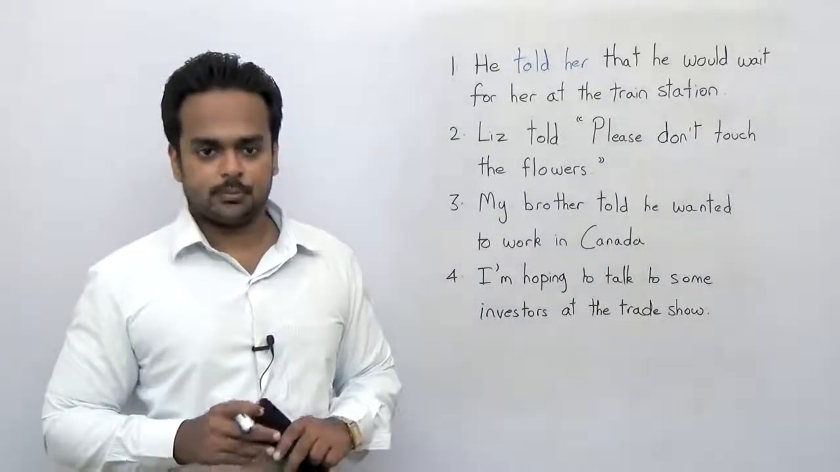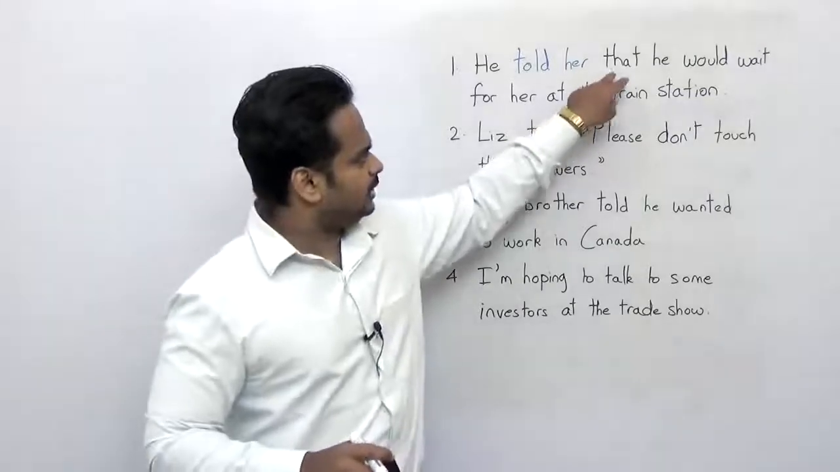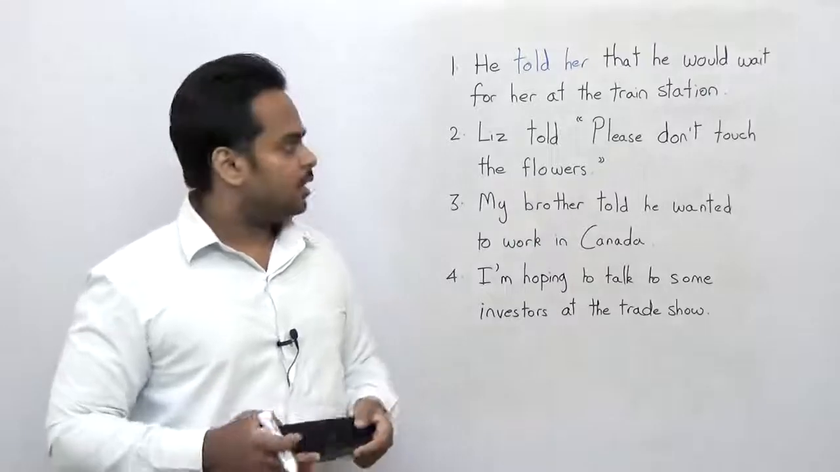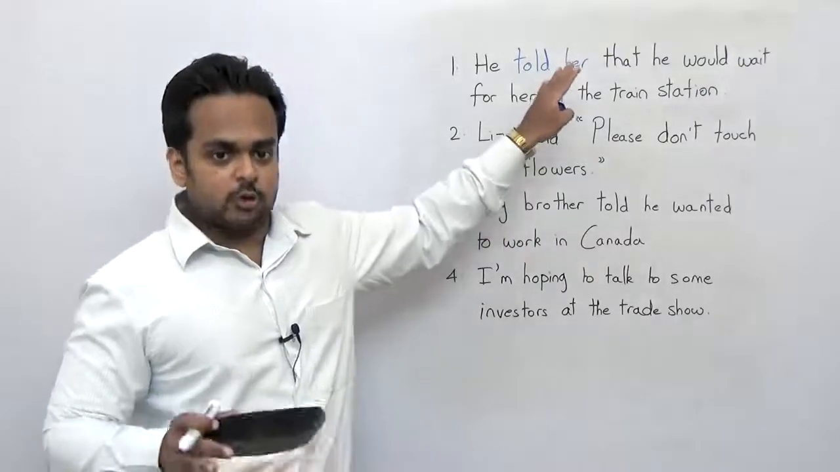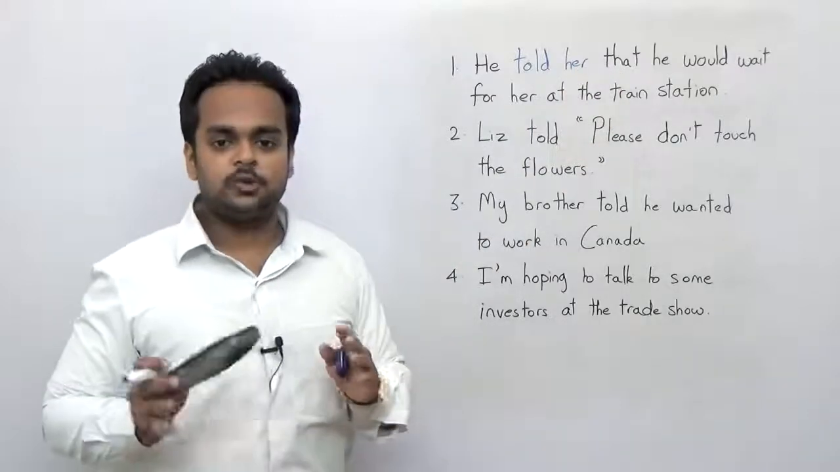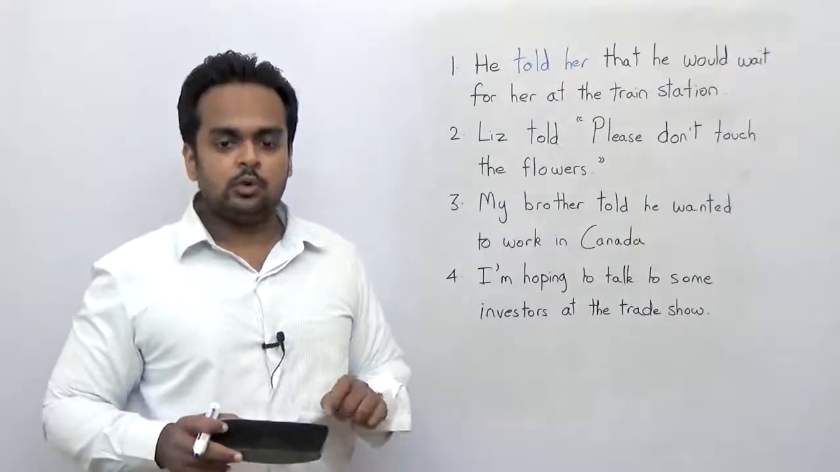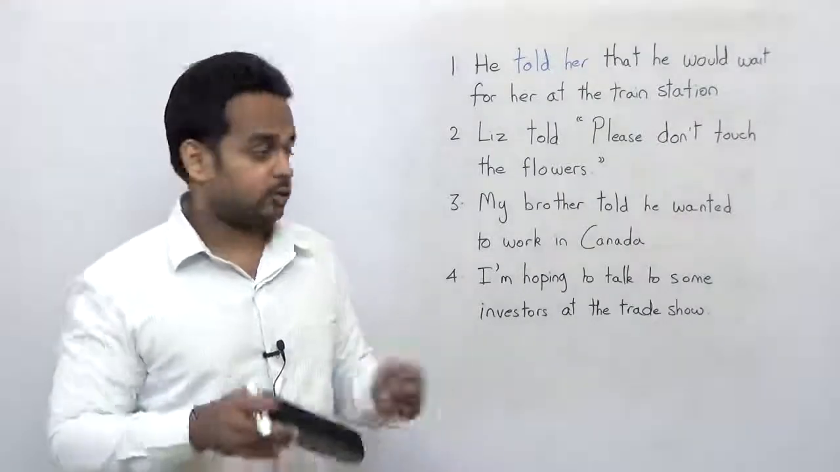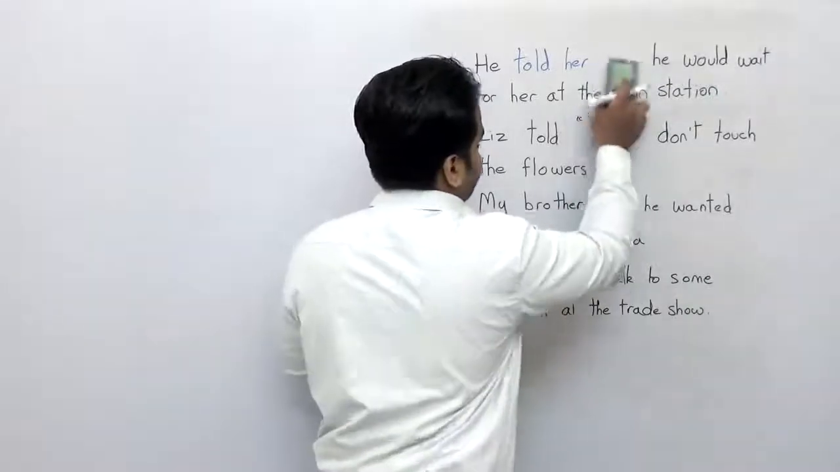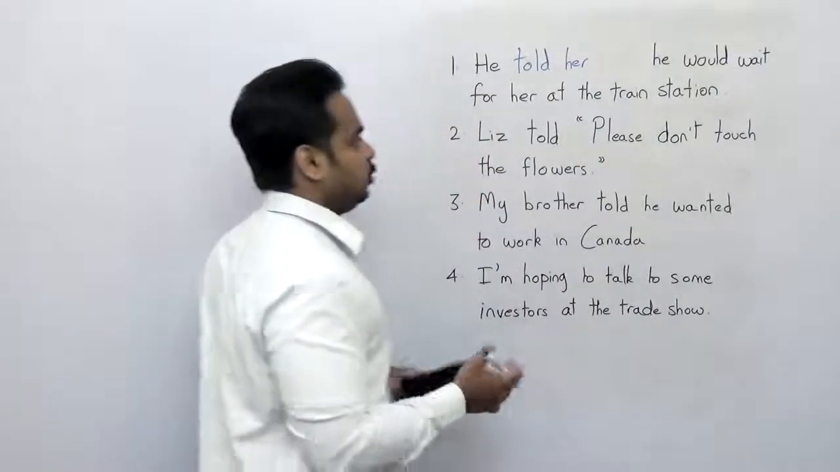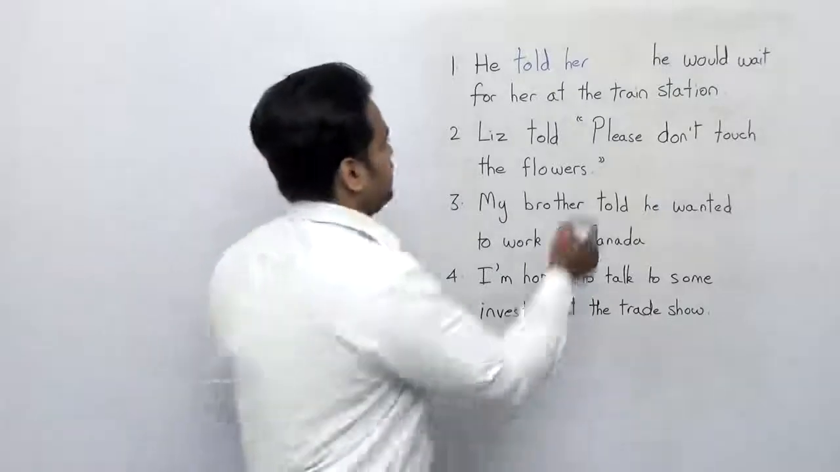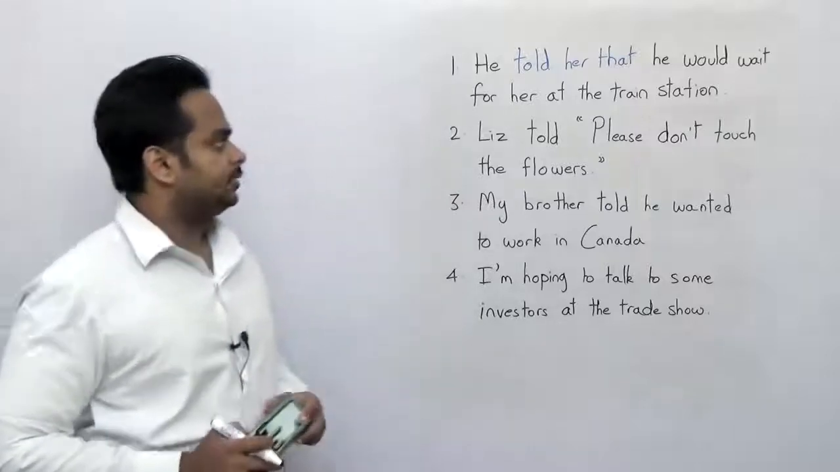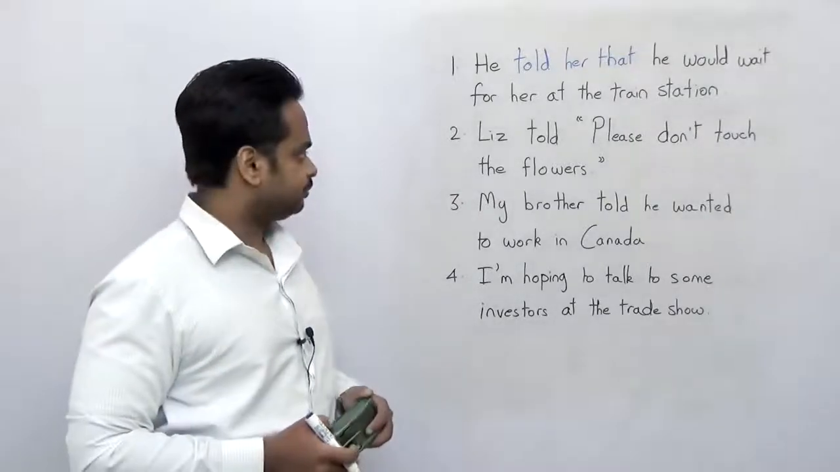Both are correct. Now you might ask, why is there a that in this sentence? Why are we using that? Well, I put that to show you that that is optional. That means when you use indirect speech, you can use that if you want, or you can leave it out. Okay, so you can even leave it out and say, he told her he would wait for her at the train station. That is also correct. But I will leave that in there. Okay. He told her that he would wait for her at the train station.